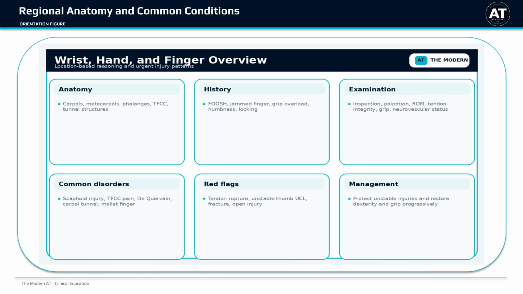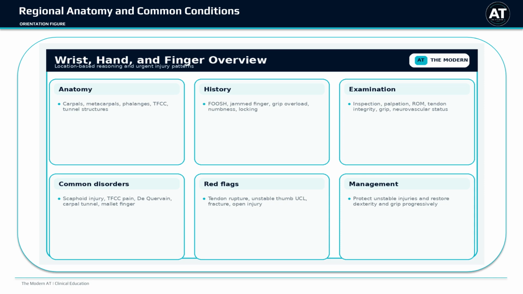Use this anatomy slide to orient the wrist and hand before the specific pathologies. The wrist includes the distal radius and ulna, carpal bones, TFCC region, radiocarpal and midcarpal joints, and multiple tendons and nerves entering the hand. The hand adds metacarpals, MCP joints, PIP joints, DIP joints, collateral ligaments, volar plates, pulleys, and flexor and extensor tendon systems.